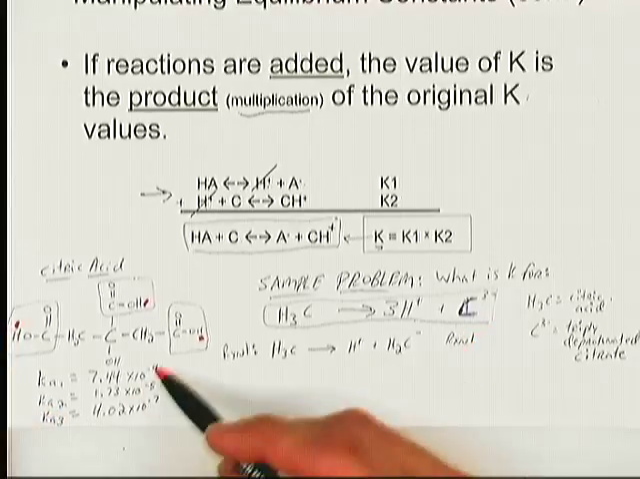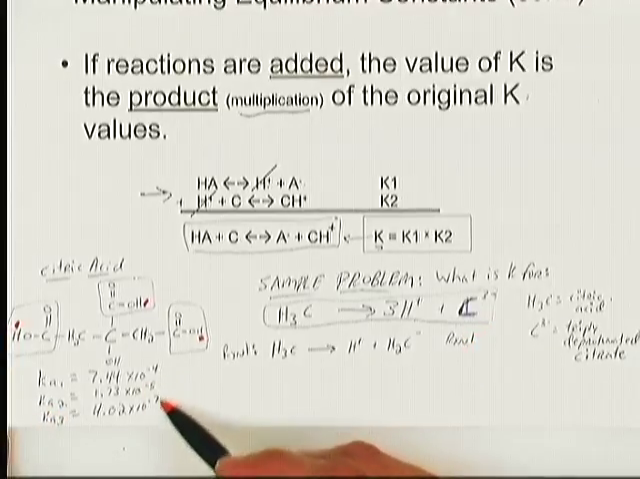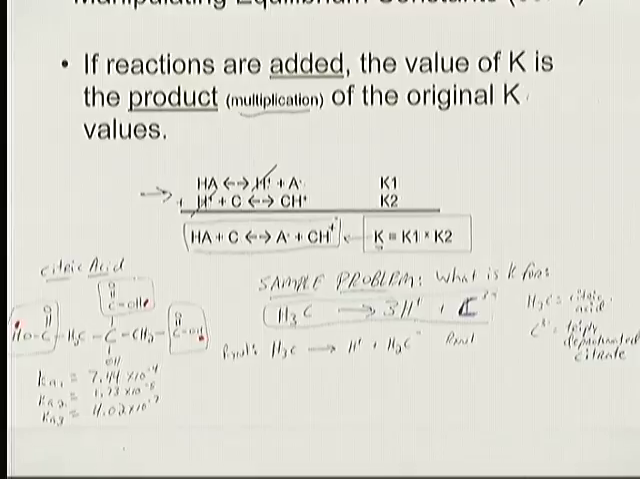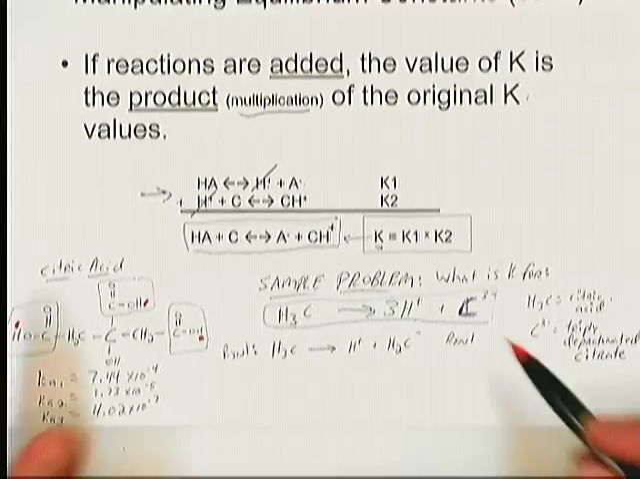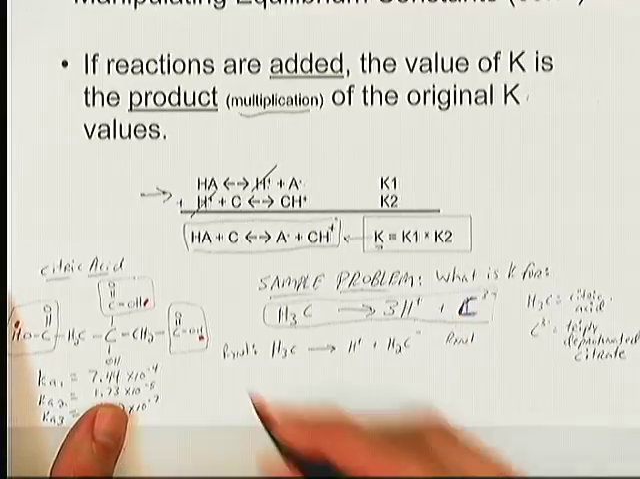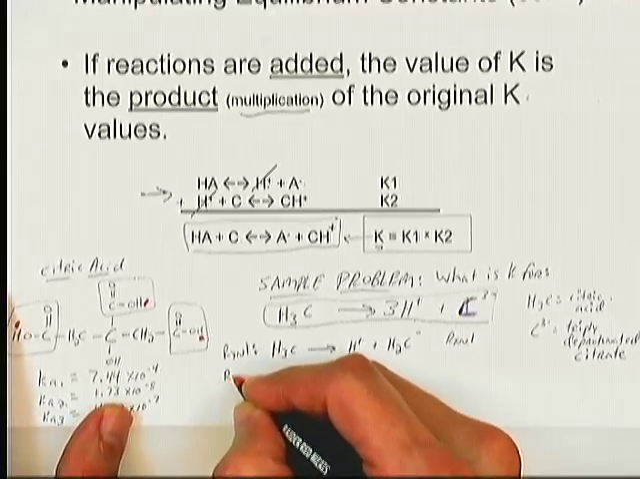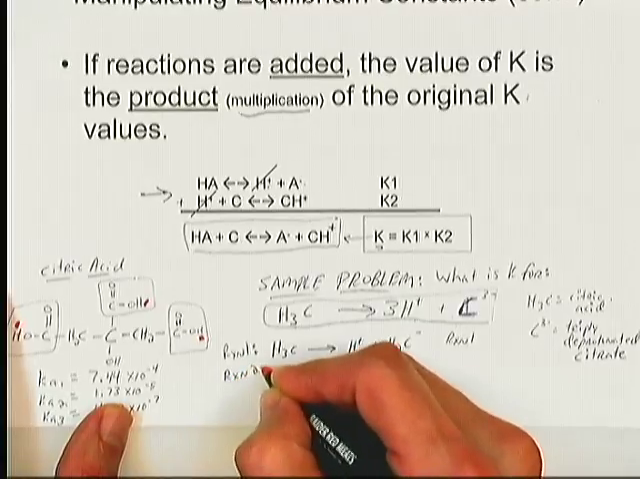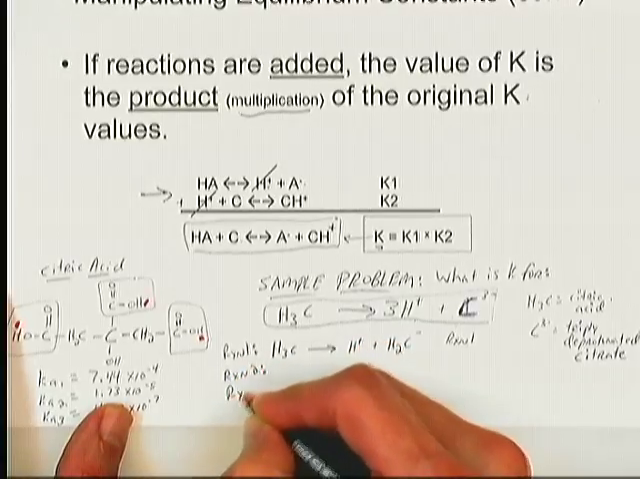Now, I don't have that information. This is for the first proton, the second proton, the third proton, but I might be able to write a series of reactions that can generate this overall equation. So let's see how we can do that. So the first thing I'm going to do is write 3 reactions.